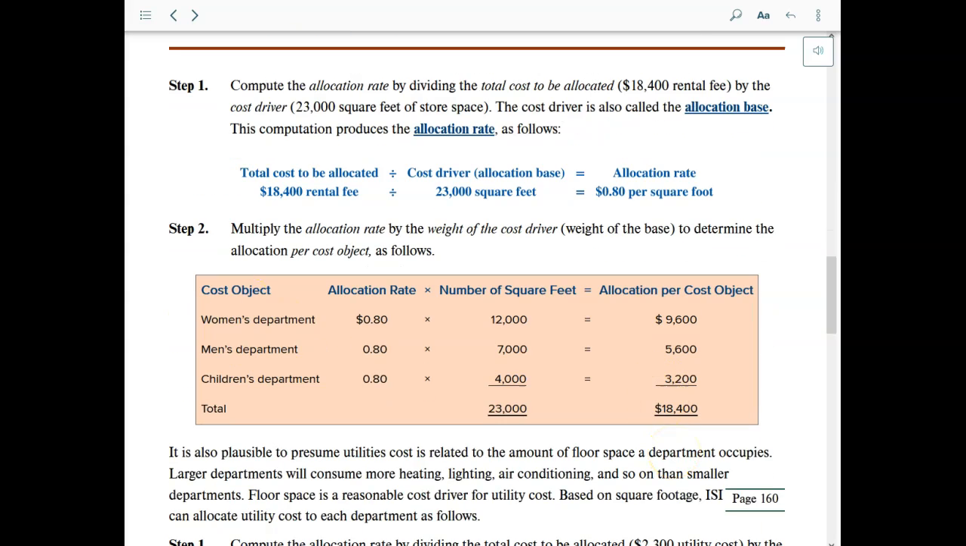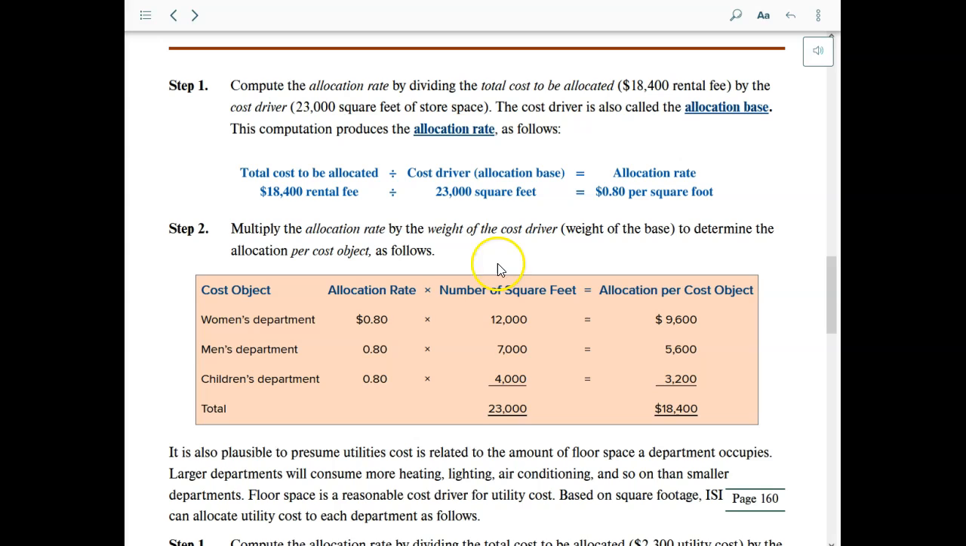So here's the rental fee again I just talked about. It cost $18,400 to rent the entire store. What would be a fair way to allocate that to the various departments? One way would be square footage. If your department is larger than my department, then you should have more of the cost allocated to you. That's what they're doing here. So here's the rental cost per month. Here's the amount of square footage. Divide. And so we're going to allocate this based on 80 cents per square foot.